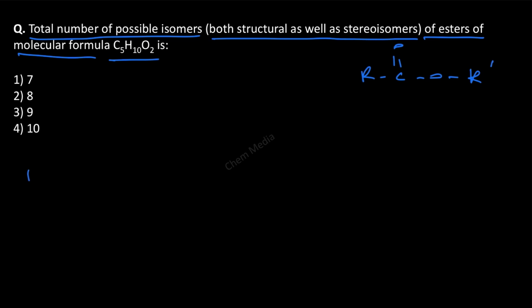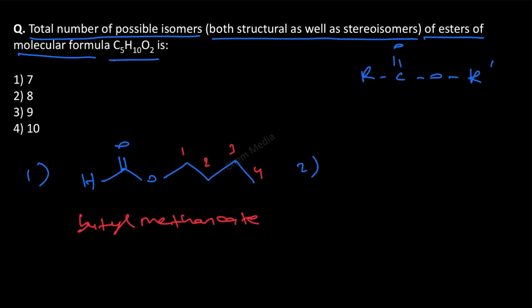Number one, we can write butyl methanoate. That would be hydrogen and then C double bond O and then 1, 2, 3, 4. This is butyl methanoate. And then number 2, we can also write 1-methyl propyl methanoate. That would be hydrogen and then C double bond O and then 1, 2, 3 and then a methyl group at one position. Either you can call this as secondary butyl formate or 1-methyl propyl methanoate. I am going with the systematic IUPAC nomenclature.